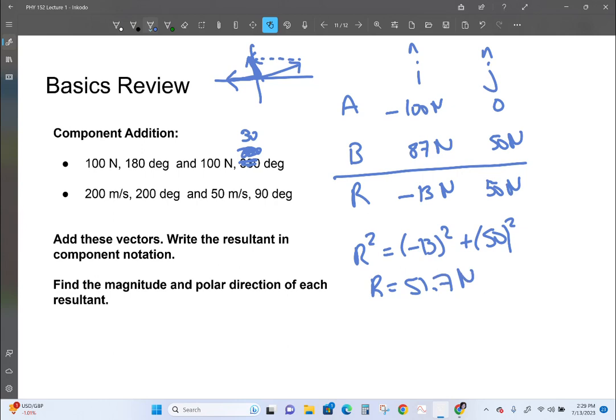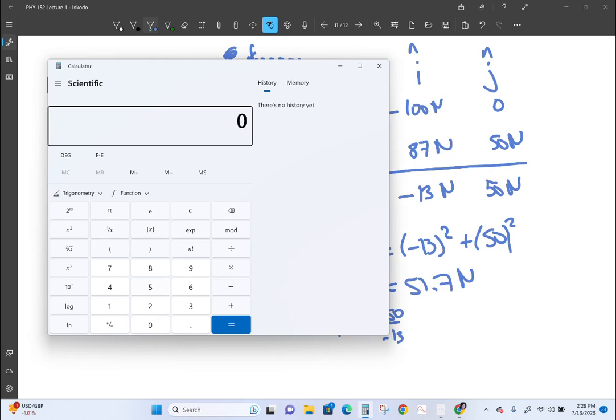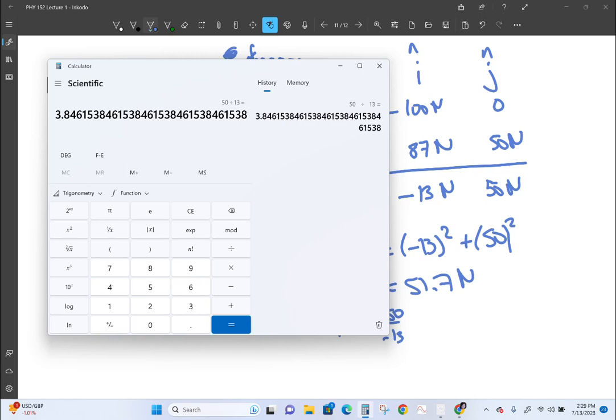And now to find the angle, and notice that it's got a negative x and it's got a positive y, so it's in the second quadrant here. So we're going to have to subtract whatever our angle is off of 180. So tan theta equals 50 all over negative 13. And then I'm going to take the inverse tan of that. So 50 divided by 13. I just dropped the negative because I know I'm going to have to adjust for it for the second quadrant. And then I'm going to take the inverse tan, and I'm getting 75.4 degrees.